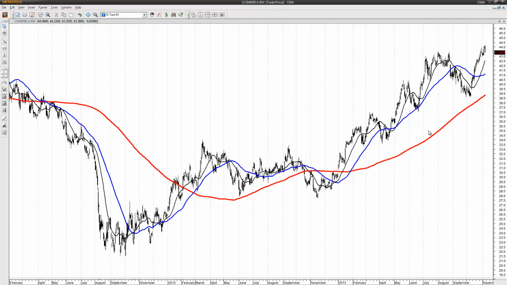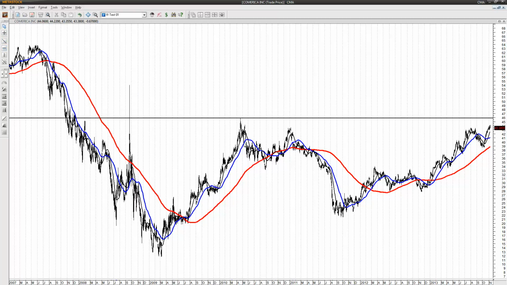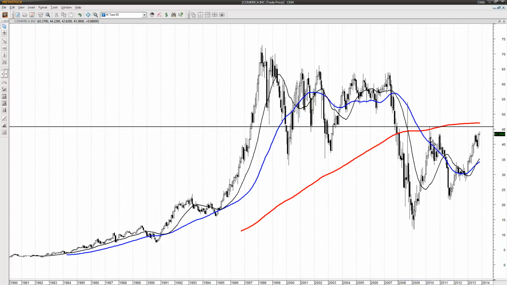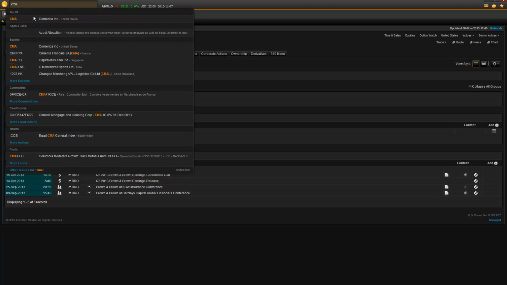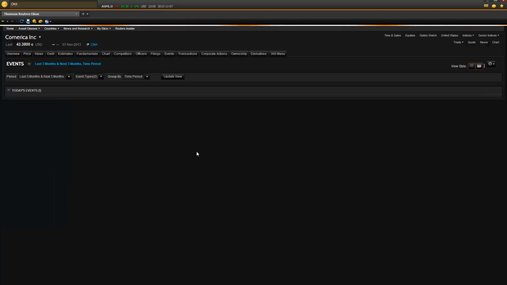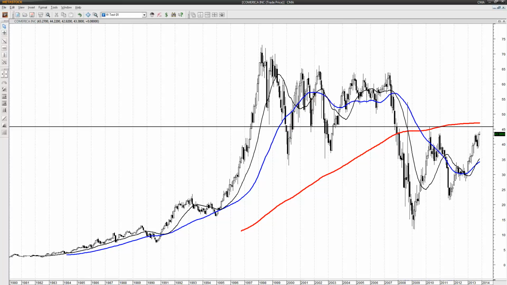Comerica, CMA. We have a peak back in 2010. Change to monthly, it's easy to see where it is. 45.84. CMA, any earnings? No, no earnings.